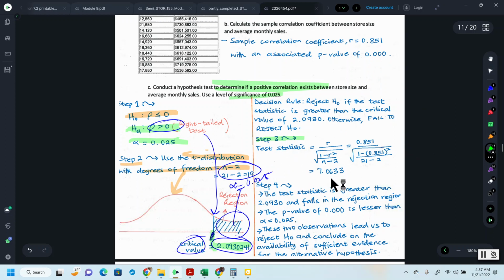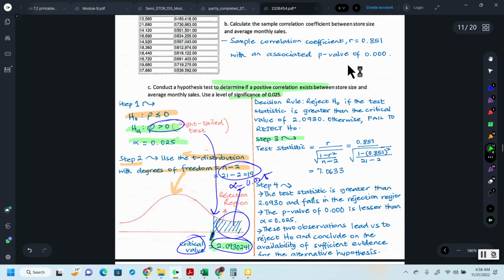So the test statistic in this case, 7.0633, where does it fall on this number line? It is a number greater than 2.093. So it definitely falls in the rejection region. So since the test statistic falls in the rejection region, we're definitely going to reject the null hypothesis and say that there's statistically significant evidence that a positive correlation exists between store size and average monthly sales.